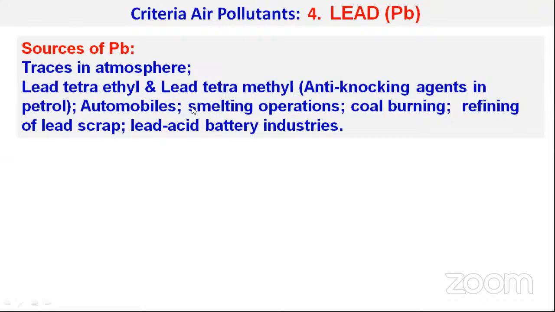Smelting operations. Smelting is nothing but alloying operations. When you extract the metal from the ore, you get lead leaked out. Coal has lead present integrally. When you burn the coal for energy purposes, lead is emanated. Refining of lead scrap, to recover the lead because it is a precious material. When you melt the lead scrap, the possibility of emanation into the environment is there. And of course, lead acid batteries are still in use. Lead acid batteries are a potentially dangerous occupational environment and a source of lead for the environment.